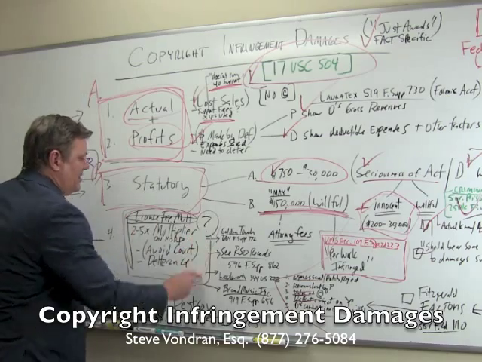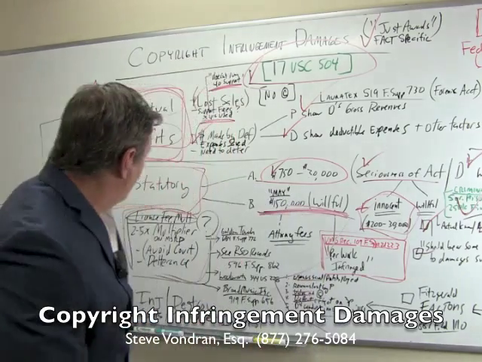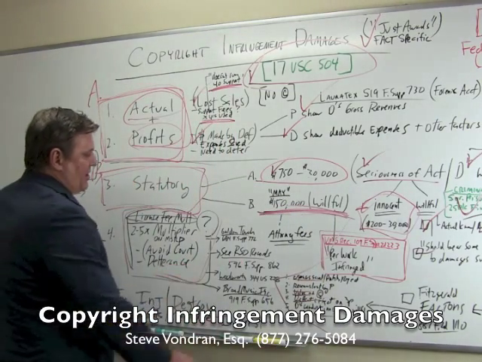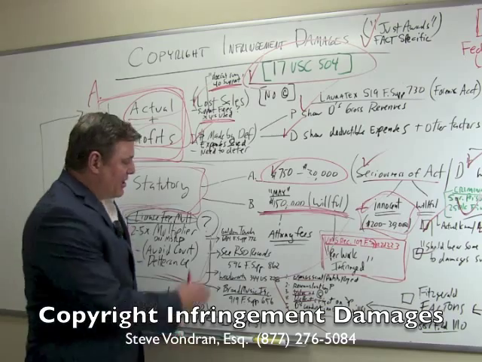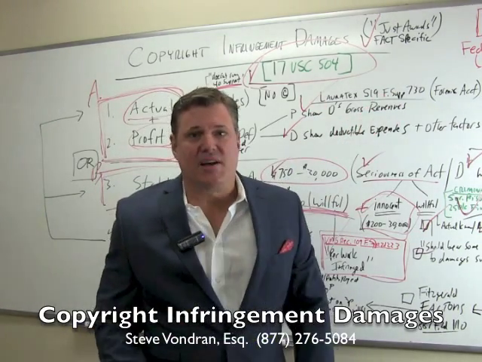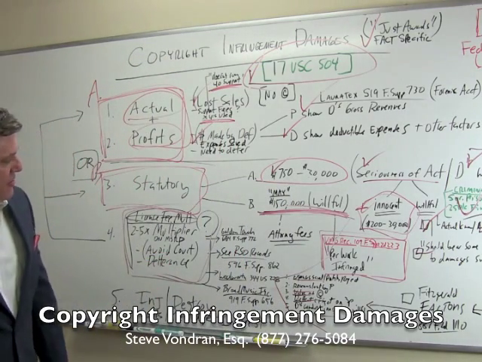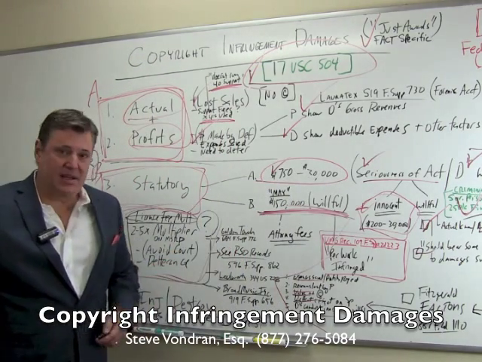Final question we get is statutory multiplier. Can you get a statutory multiplier times 2, times 3, times 4, times 5? There is case law on this. You'll have to print it up and look close, or go to our website at federalcopyrightlawyers.com to get the case citations. But there is some legal authority about getting multipliers.